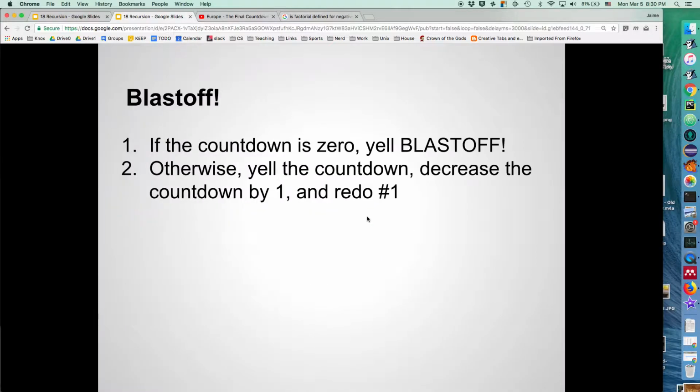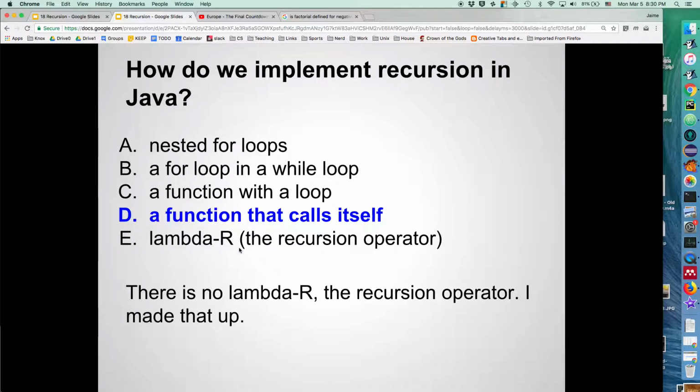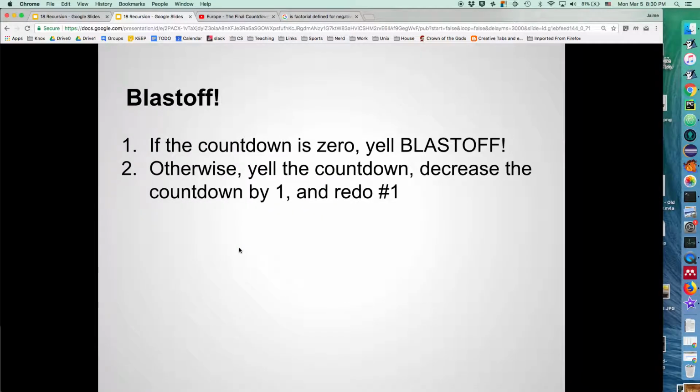Going back one slide, nope. There we go, back a slide. If we look at this, factorial is defined in terms of factorial until you get to the base case, right? So it's a function that will potentially call itself for the recursive step. That's what recursion does. That's what recursion is. Cool. So let's look at some very simple examples for Java code.